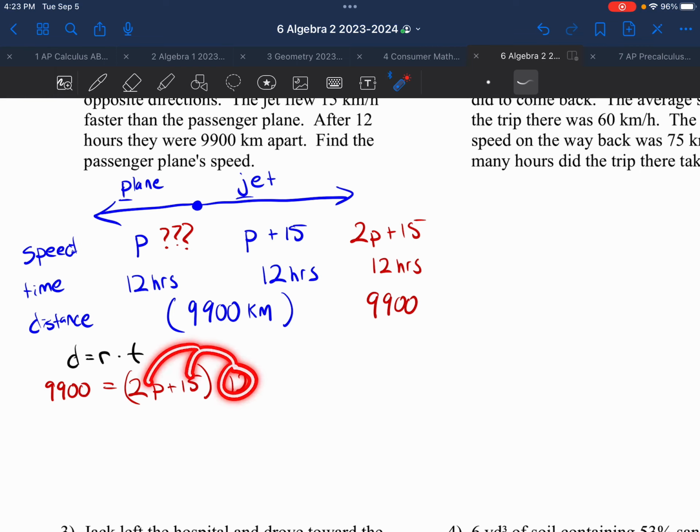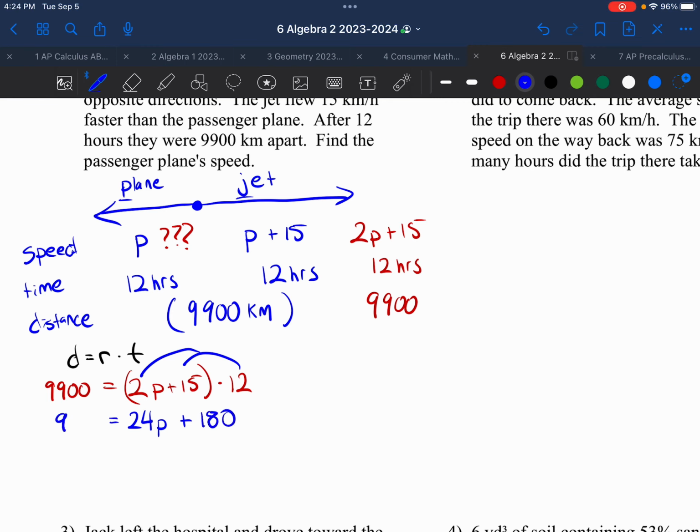All right, so we have 12. I can distribute that into both of these. 12 times 2 is 24, so I have 24P plus 15 times 12. 50 and 20, 70, plus a 10 is 80. So this is going to be 180, and that's equal to 9,900. Then we just need to start moving our constants over. Minus 180 on each side. That leaves us with 24P on the left side, and on the right side 9,720. Then simply divide both sides by 24.